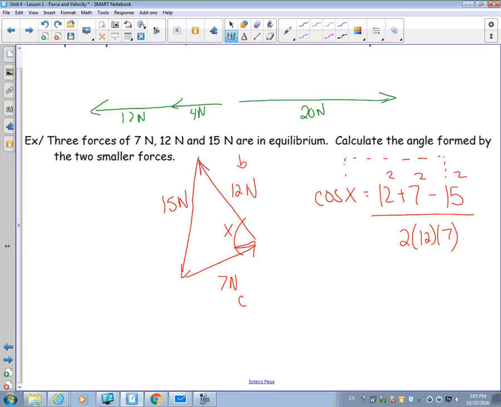So we put that on our calculator, and then we'll take the inverse of that, because we're looking for an angle. You should get an angle of 101 degrees. So these three forces can be in equilibrium as long as the angle between 7 and 12 is 101.